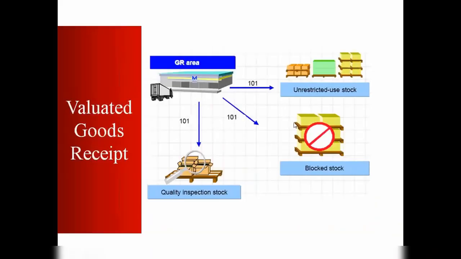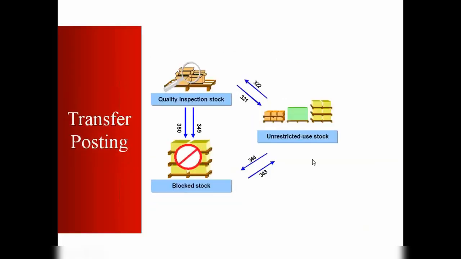Once the goods are received, you can receive them either, as I said, in quality inspection, unrestricted, or blocked. Then later on you can change it. You can move it from one type to another type. You can move it from quality to blocked, or quality to unrestricted, or unrestricted to blocked, or unrestricted to quality. That means you can move between all three different types of stock.